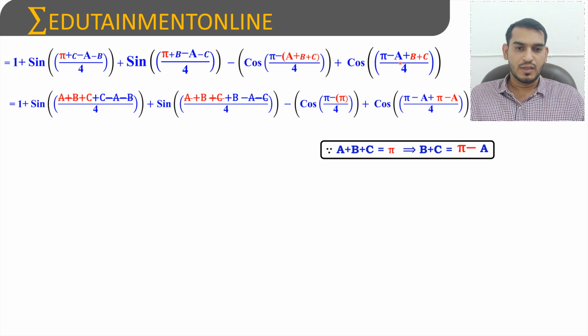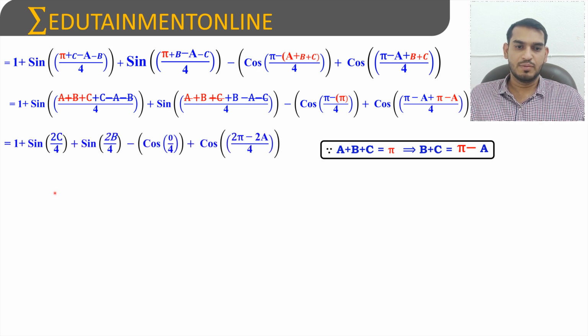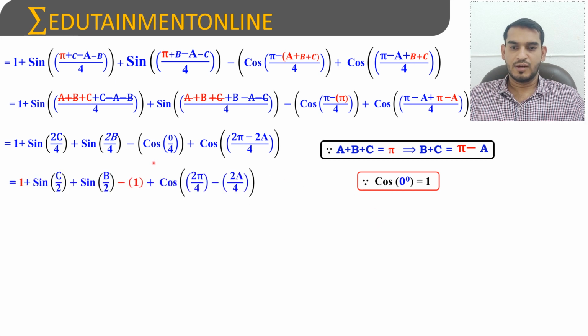Cos of 0. Cos of π minus A, in place of B + C we can write π − A. So this will become π plus π, 2π minus A, and minus A is minus 2A. So 1 plus 2 sin, here what is left, C plus C, 2C by 4. Here B and B, so B plus B is 2B by 4, minus the third term is cos of 0 plus cos of (2π − 2A)/4. We can take 2 common in the numerator, or we can separate the terms, 2π by 4 minus 2A by 4. And cos 0 is 1, so we will write 1 in place of cos 0.